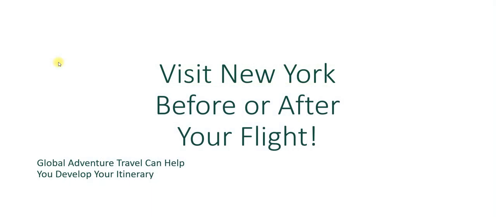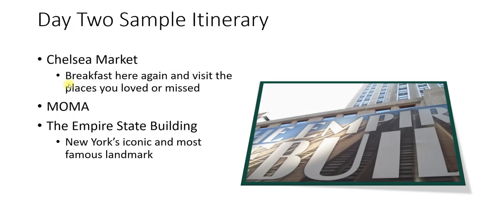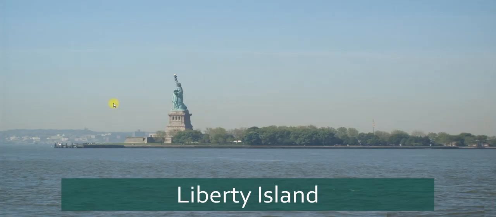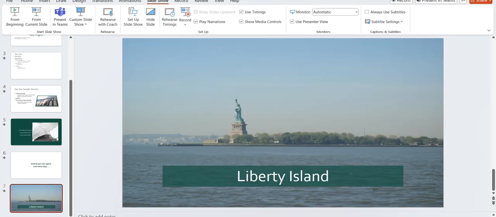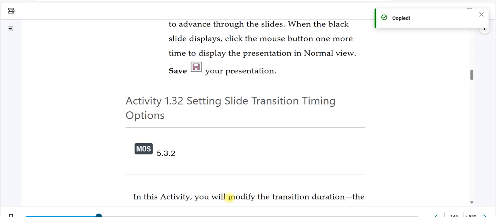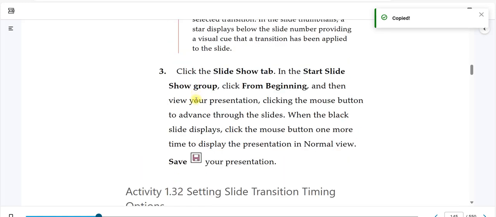Make the most. Visit New York. I have a feeling I messed up there somewhere. Itinerary. Sample itinerary. Over 10 days of rain per month. And if you can spare one more day, Liberty Island, the end. And Escape to exit out of it. Okay, bearing in mind, I think I messed up there somewhere. Okay, we'll deal with that. So that is number 3.